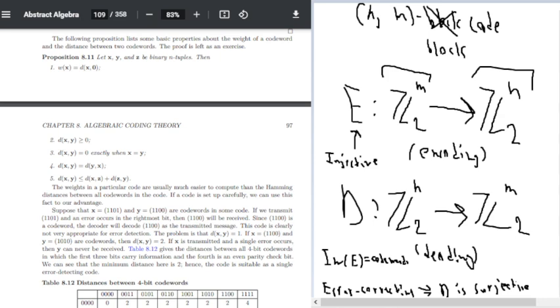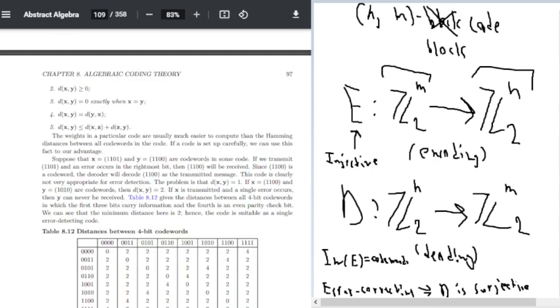1. w(x) is equal to d(x,0). 2. d(x,y) is greater than or equal to 0. 3. d(x,y) is equal to 0 exactly when x is equal to y. 4. d(x,y) is equal to d(y,x). 5. d(x,y) is less than or equal to d(x,z) plus d(z,y). The weights in a particular code are usually much easier to compute than the Hamming distances between all code words in the code. If a code is set up carefully, we can use this fact to our advantage.